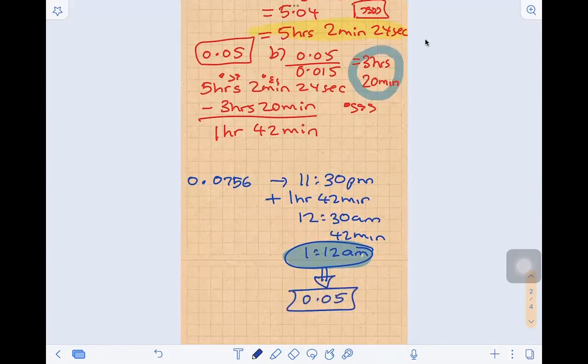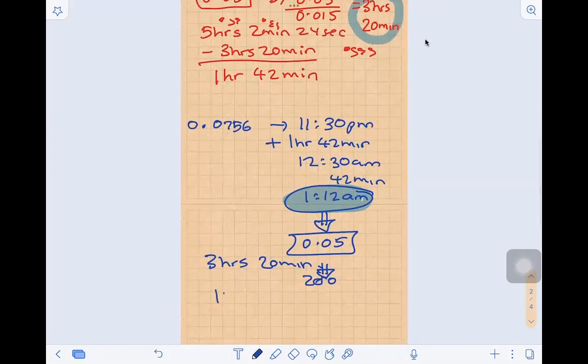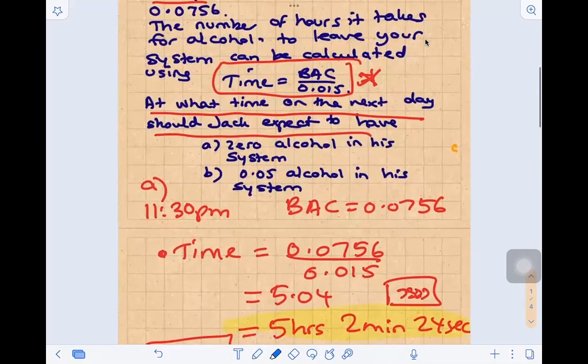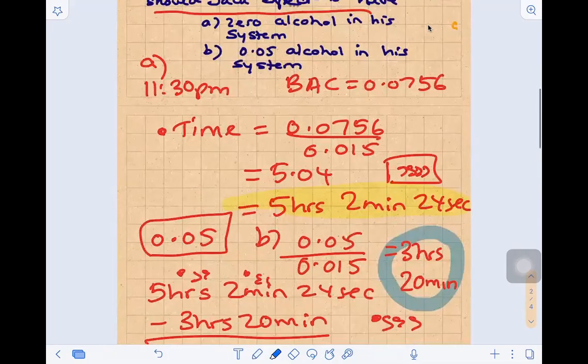And then if you go for another 3 hours and 20 minutes, then there would be 0 alcohol in your system. I haven't asked for that time, but if you added 3 hours, that would be 4:12, and then 20 minutes, that would be 4:32 a.m. for all the alcohol to actually leave the system after drinking this much. Okay.